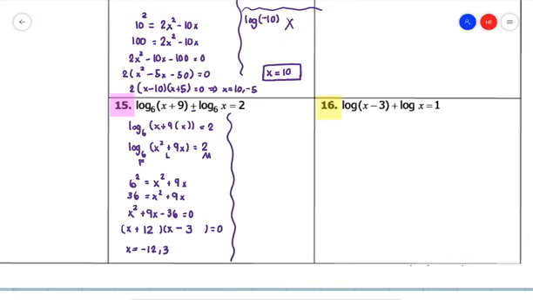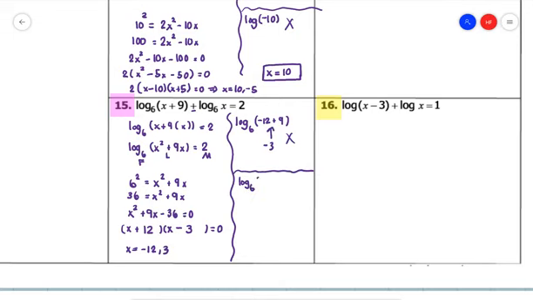And then we'll check them both. So first we'll check negative 12, log base 6 of negative 12 plus 9. That's negative. It's negative 3, which means we can't use that one.